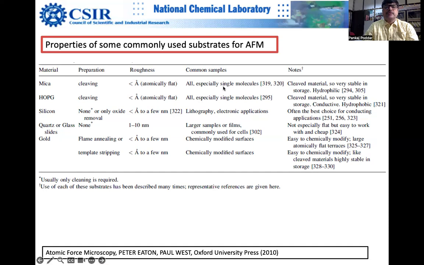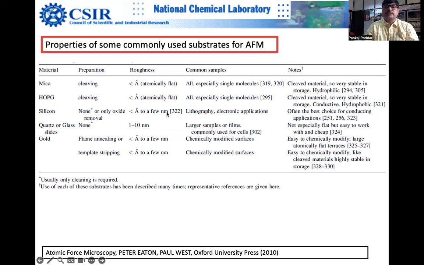But I gave you the warning already: don't try to press it hard. Don't try to indent it. Don't do force distance mapping because it's not a very stable substrate. But it is chemically stable. You can cleave the material. It's chemically stable, obviously. It has been there in the mines for billions of years, probably millions of years.